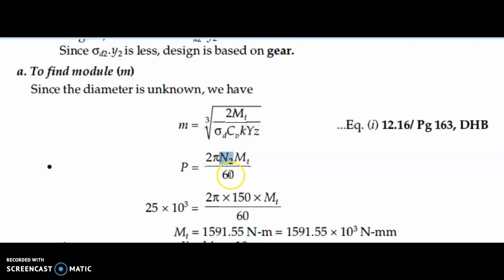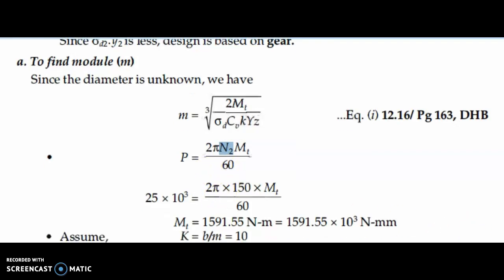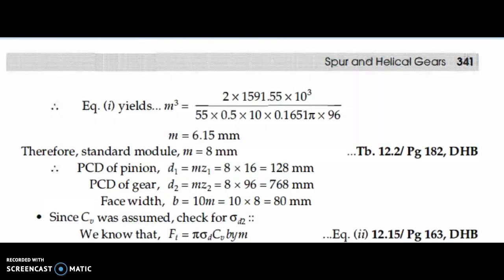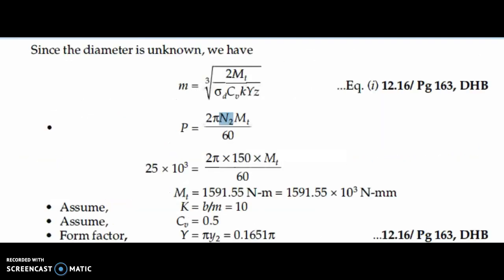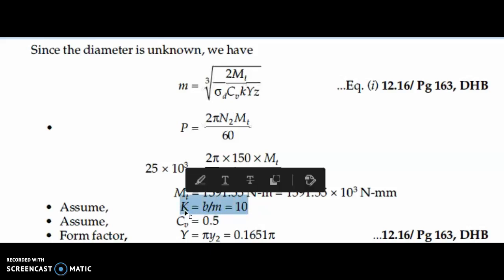We have to use n2 here to find the value of mt. Thus we can find the value of mt. Then next, we can assume that the value of k is equal to b by m. Almost always, for all problems on spur gears we can take the value of k as equal to 10, and for a helical gear we can take the value of k as equal to 15.